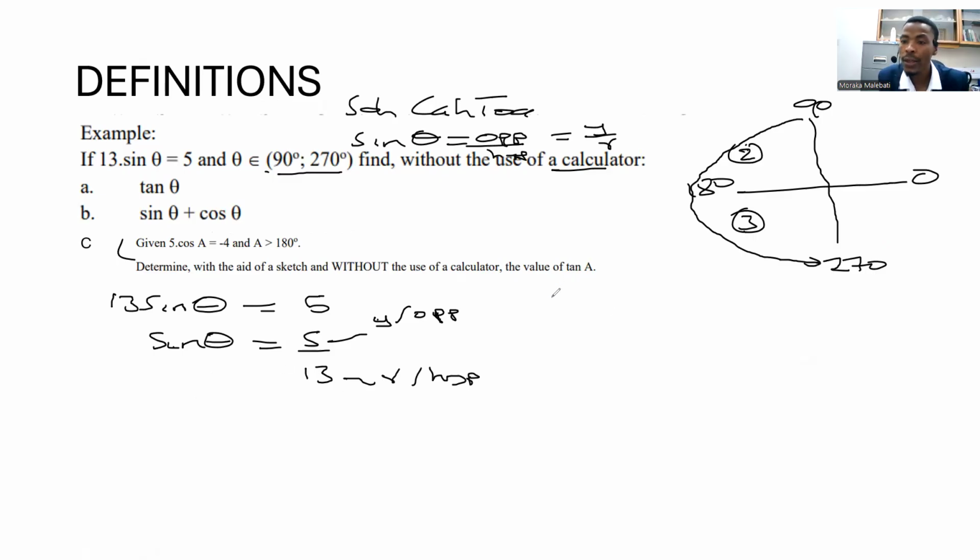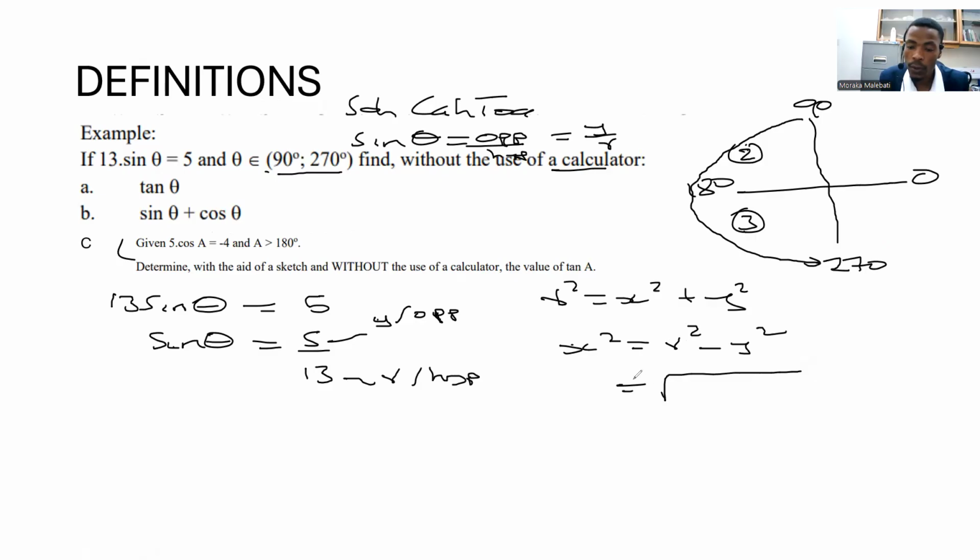You can use the theorem of Pythagoras. It says r squared is equal to x squared plus y squared. What do we want? We need x squared. So x squared is r squared minus y squared. Then we take the square root, and immediately when you put the square root, you are left with x, and you put plus minus.